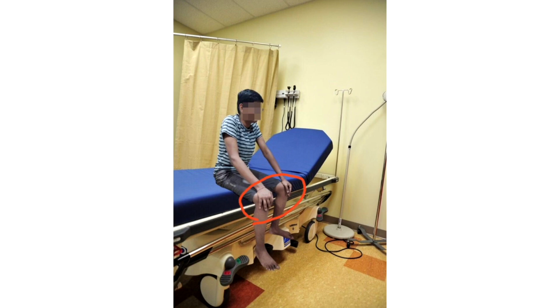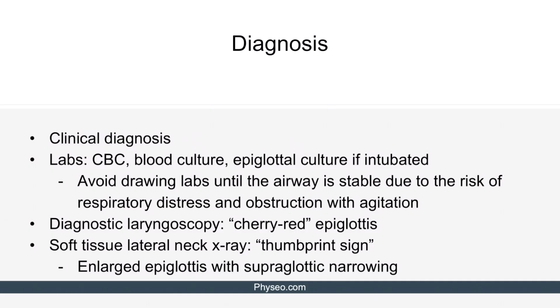Notice that they're leaning forward with their hands on their knees. They're also extending their neck, which helps maximize their airway diameter to breathe. The diagnosis is mainly clinical. If epiglottitis is suspected, there are several labs that should be drawn.